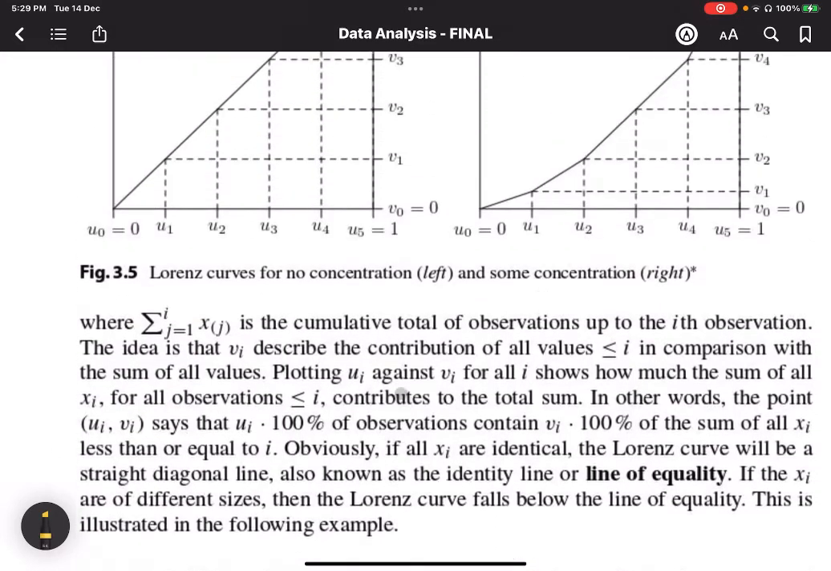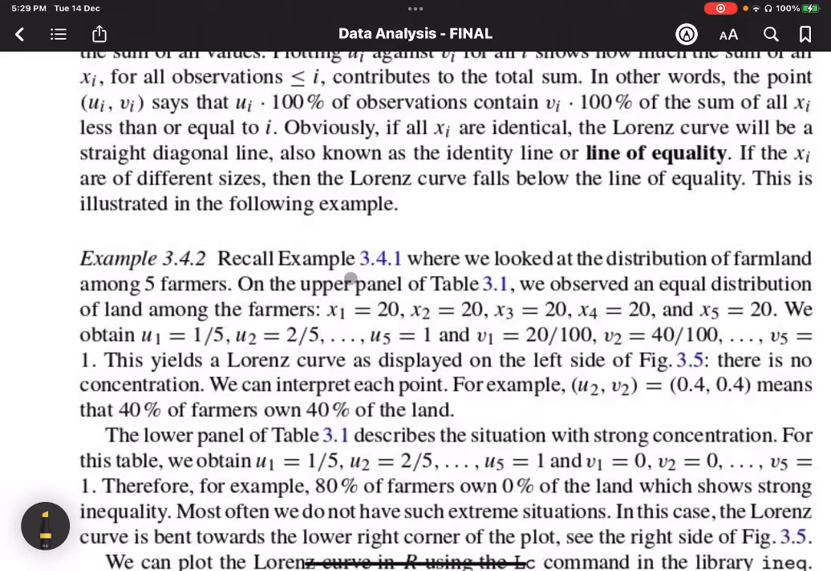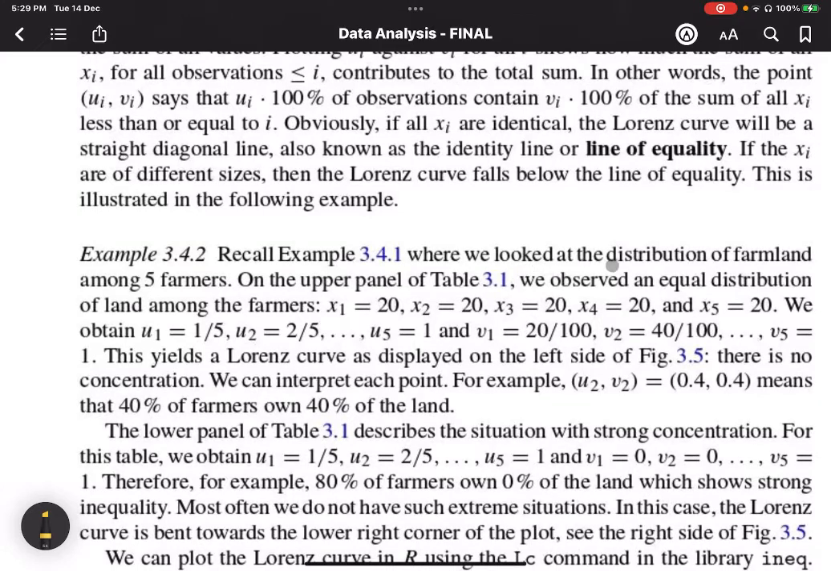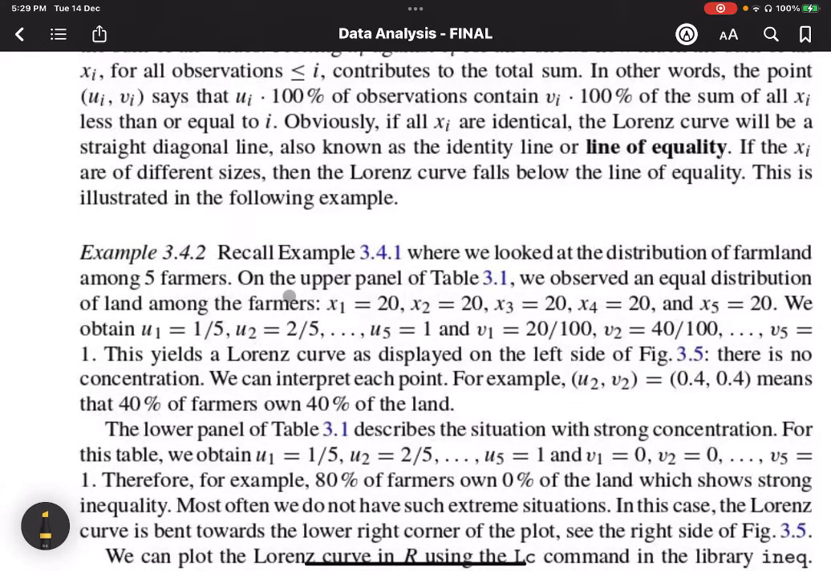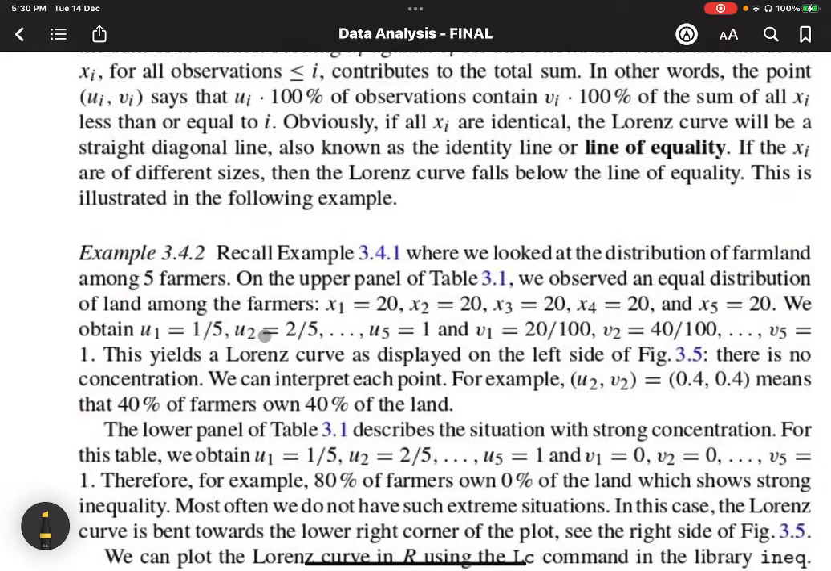So it means that Ui times 100% of the observations contain Vi times 100% of the sum of all xi or observations less than or equal to i, which is the index. So para ma-absorb nyo, we will have this example, no? Where we look at the distribution of farmland among the 5 farmers. Sa U1, we have 1 over 5. Sa U2, 2 over 5. So on and so forth hanggang maging 5 over 5 or 1. Sa variation naman, we have V1 as 20 over 100. V2, we have 40 over 100 hanggang sa maging 1 si V5, which is 100 over 100.